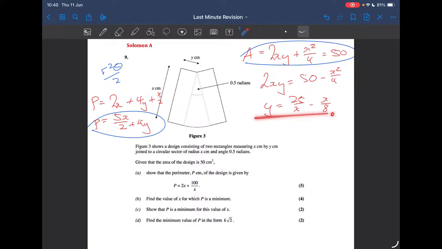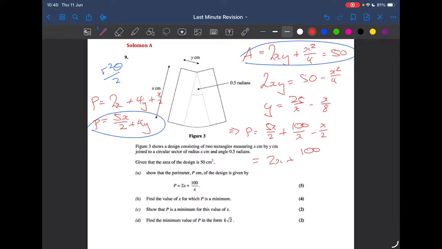Right, so let's plug this thing into this thing. So that tells us that P will still be the 5x on 2, but now we need to quadruple all of these bits. So we're going to add on 100 on x, and then take away 4 lots of an eighth, which is going to be a half. So take away x on 2. So 2.5 take away half, 2x plus 100 on x.